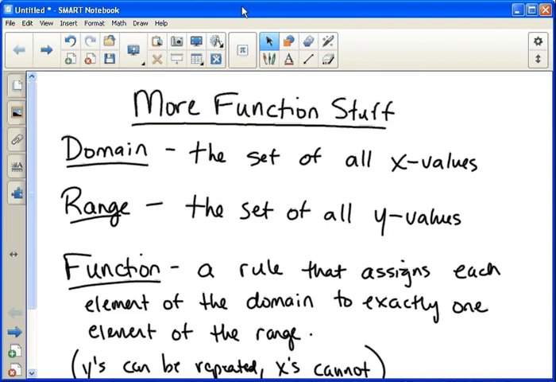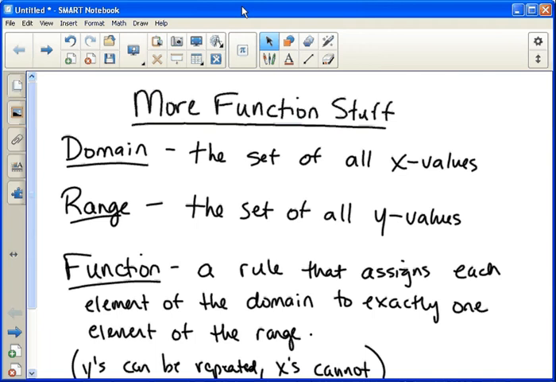We're going to be talking more about functions today. We did a lot in our last unit with dealing with the graphs of functions. And today we're going to be shifting more to a focus on the equations of functions. For example, you see here I've defined the domain and the range. We've worked with domain and range already, but we did it in the context of looking at a graph.